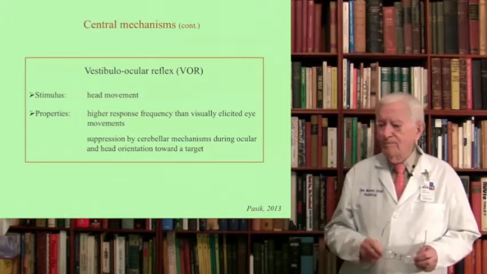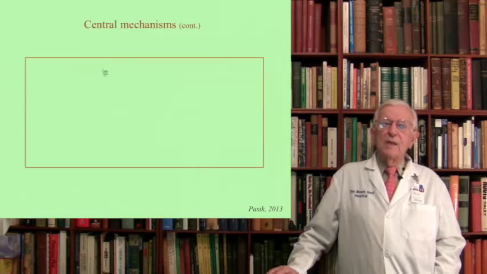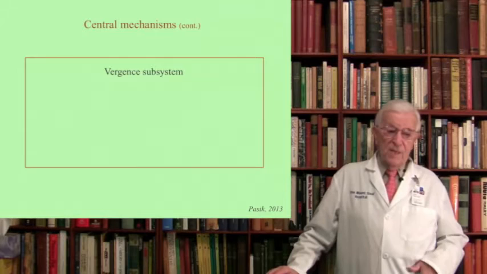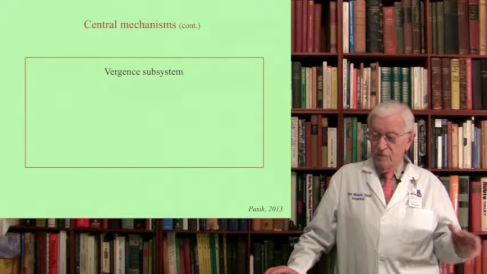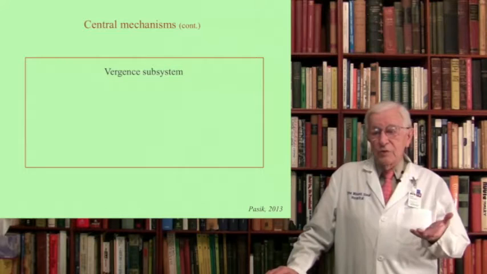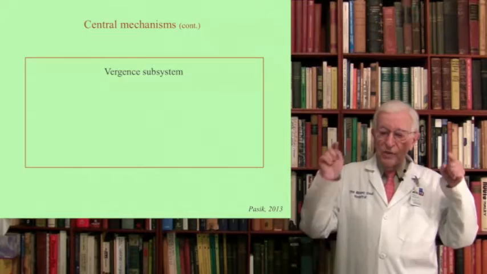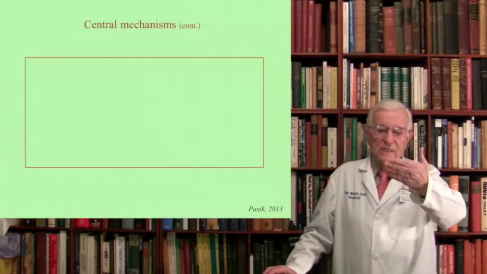I hope that is clear. All right. Now, one more central mechanism, vergence subsystem. Remember that the eye movements could be conjugate or could be vergent, which means convergence or divergence, all right? The most common one that is readily seen is the convergence that occurs when the target of regard approaches you and is at the near distance.